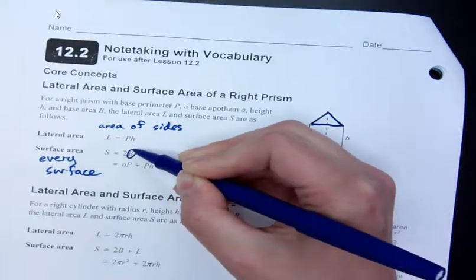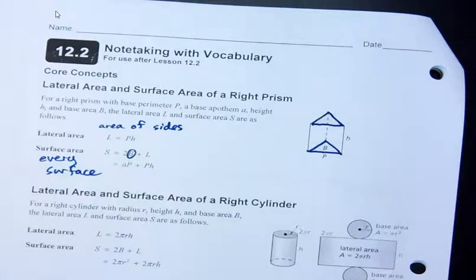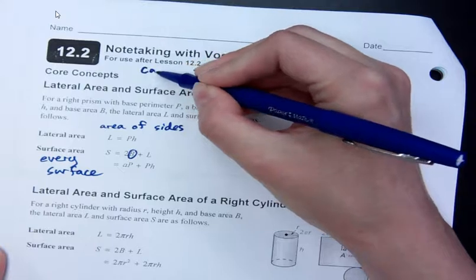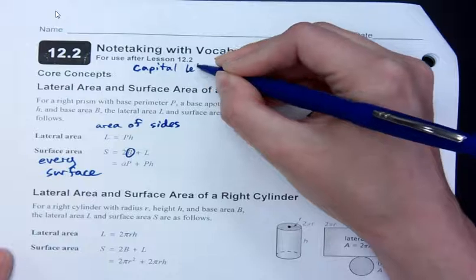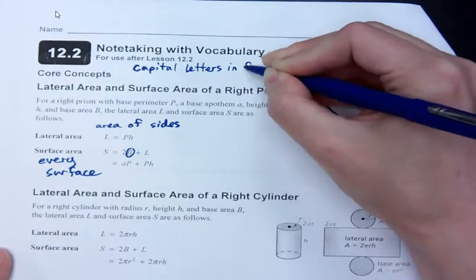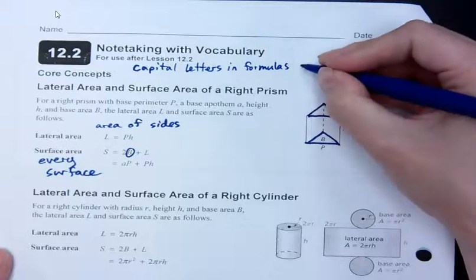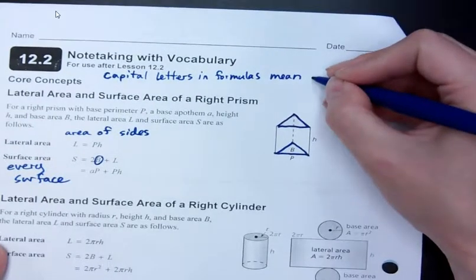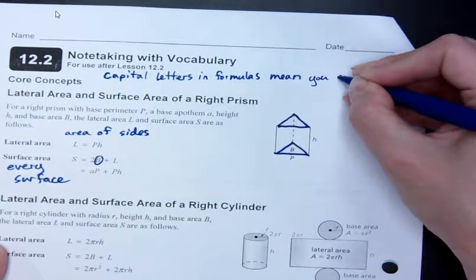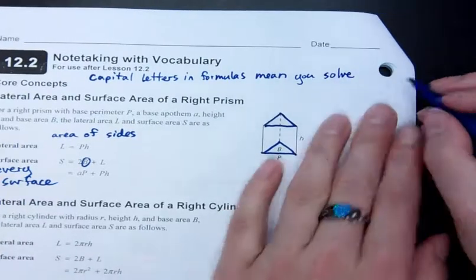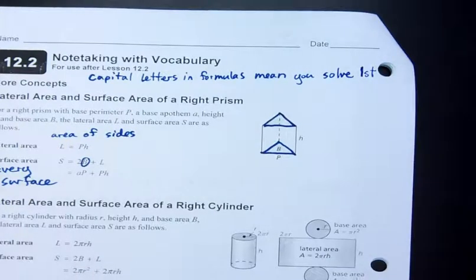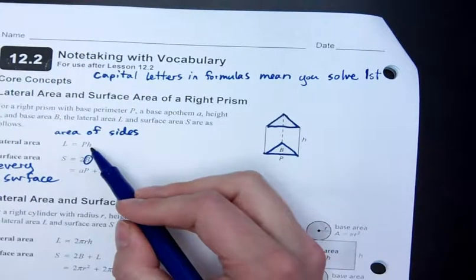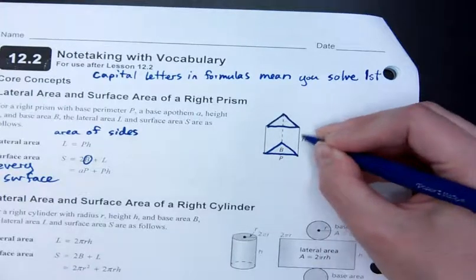Do you remember from when we talked about area, any capital letter means we have to do something first. If you want to write that down: capital letters in formulas, you have to solve that part. So we have to find the perimeter or the area of the base and then plug it into the formula. If you just have something like an h for the height, we just multiply it by whatever name they give us.